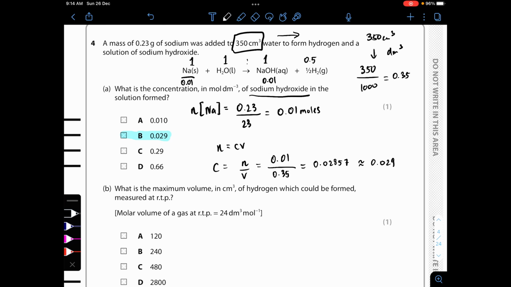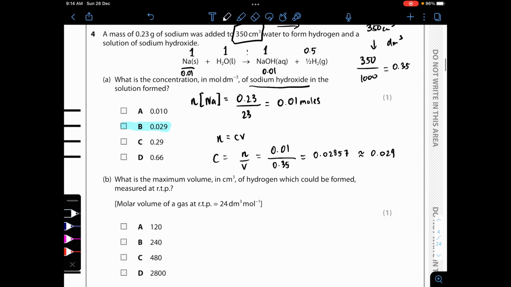Part B says, what is the maximum volume in centimeter cubed of hydrogen which could be formed? Okay, so let's look at that. Let's look at the molar ratio again. You can see that if we have 0.01 moles of sodium, that will give us 0.01 moles of hydrogen divided by 2, so 0.005.